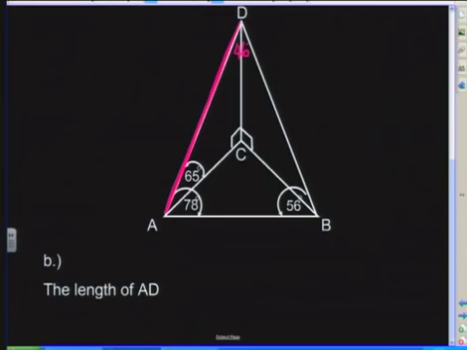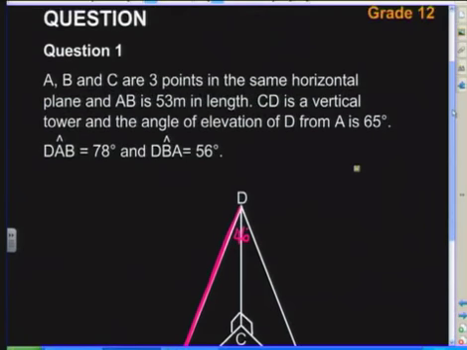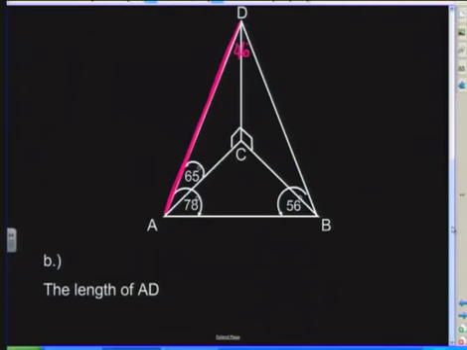Okay, so now we've got to go about looking for the length of AD, and the best suggestion would be let's start filling in what we know, okay? Let's start, sorry, that was 53 meters. So over here is 53 meters, okay.